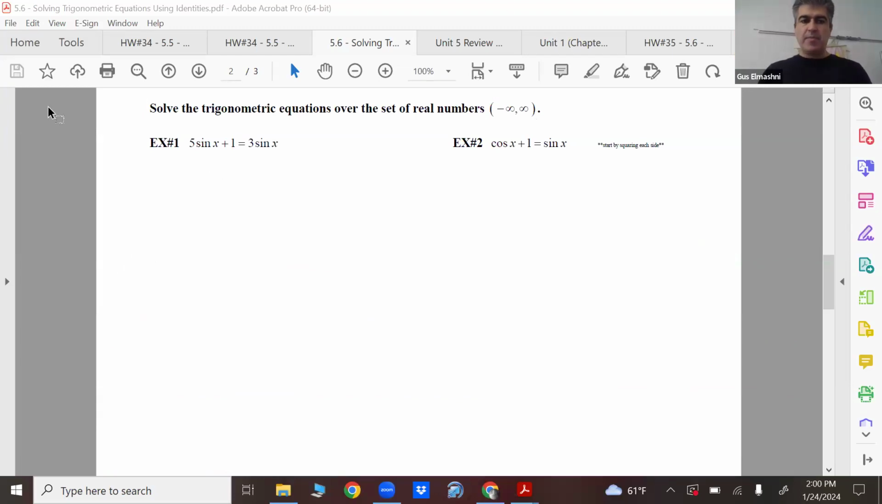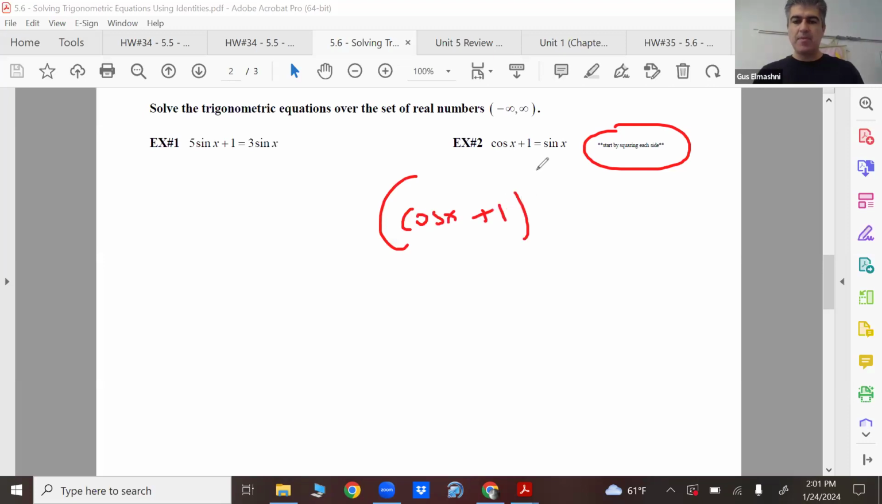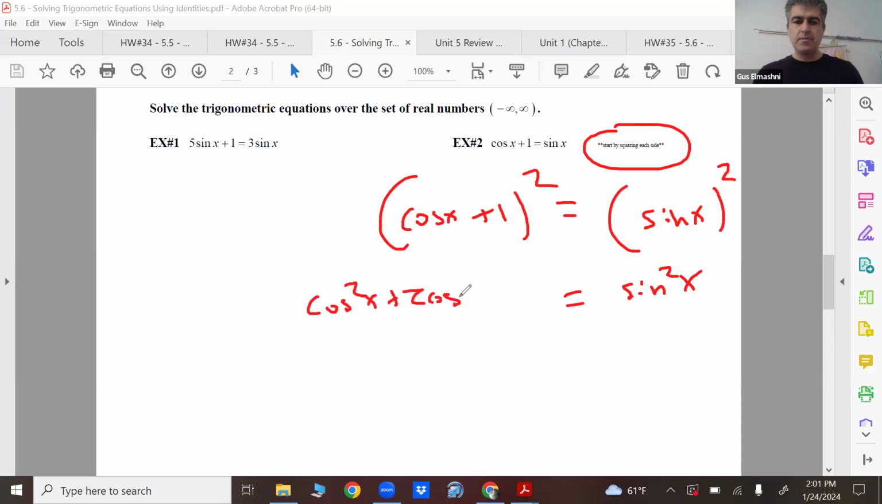Now, this one's a tricky one. And you're given a hint here, square each side. And I'll be honest, I didn't know that was what we had to do until I read that hint. So I was a little lost myself. But sure, we'll square both sides. See what happens. Oh boy. Oh, I know what we're gonna do.